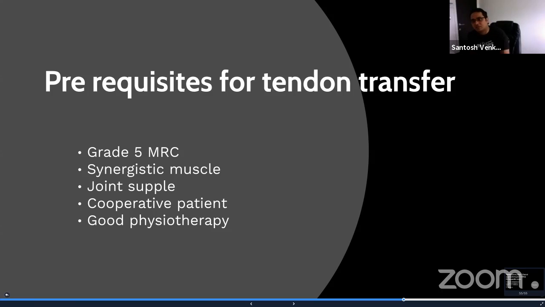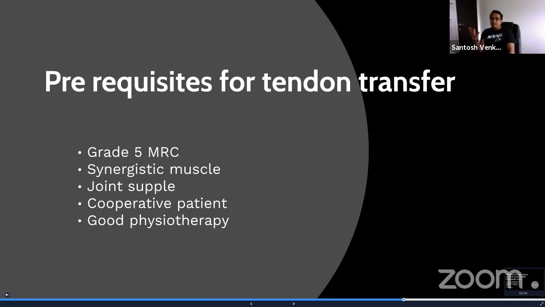Prerequisites for tendon transfer, it's fairly basic. The tendon should have good power, it should be a synergistic muscle, it should be in the line of action, the joint should be supple. More importantly, it will be difficult to do a tendon transfer in a very young child or a very elderly patient who has confusion or dementia.